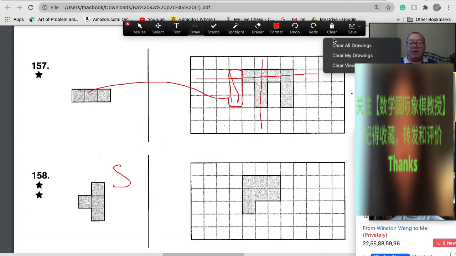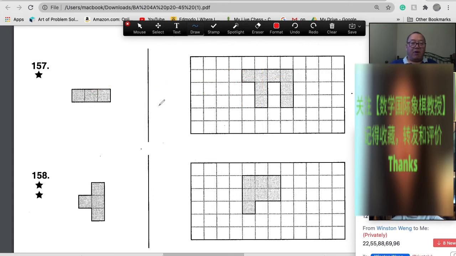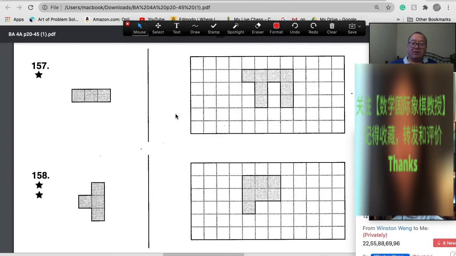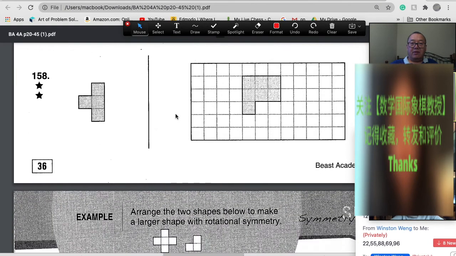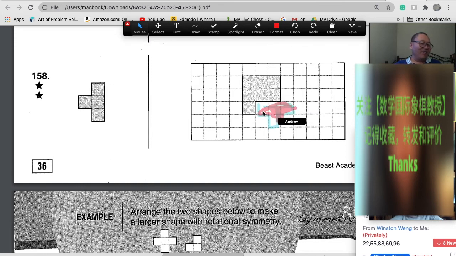Okay. Now let's see this one, 158. Where should we put this piece here to make the new piece have 2 lines of symmetry? This one is a little bit harder. 158.